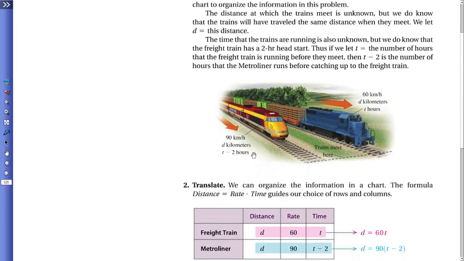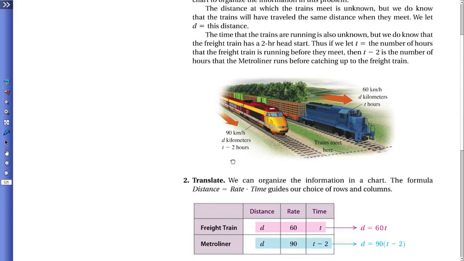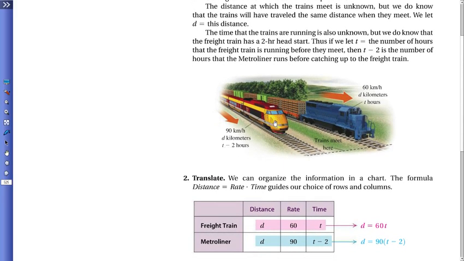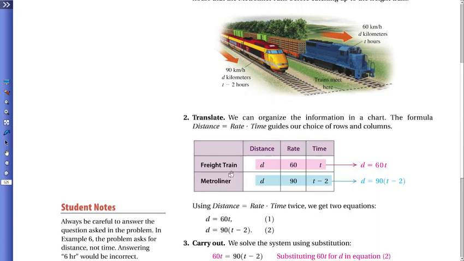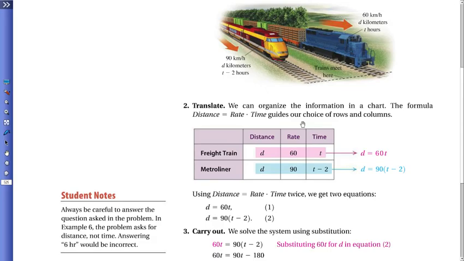So they start going through this and say, well, I can use some algebraic expressions for this. Time in the case of the Metroliner is t minus 2, and time for the freight train is t. D is the kilometers that they travel, which will end up being the same distance, so it's just d and d, and then here are the speeds that they give us. So if we put this into a table, we can start pulling out equations maybe, right?